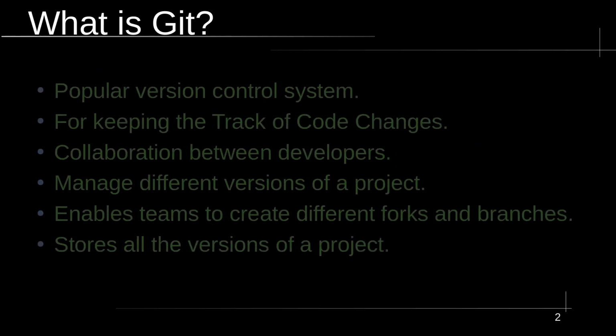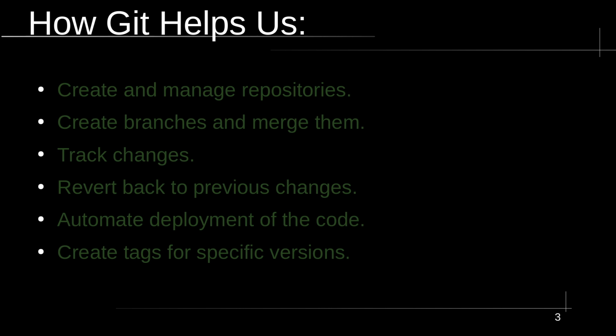So what is Git generally? Git is a popular version control system for keeping track of code changes, and it also enables teams to collaborate with each other. It helps developers work together in one team all around the globe. It manages different versions of a project, enables teams to create different forks and branches and different versions of the same project, and it stores all the versions inside one project.